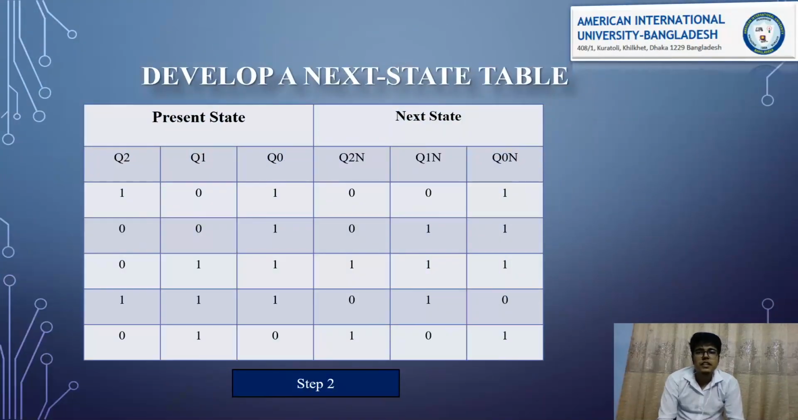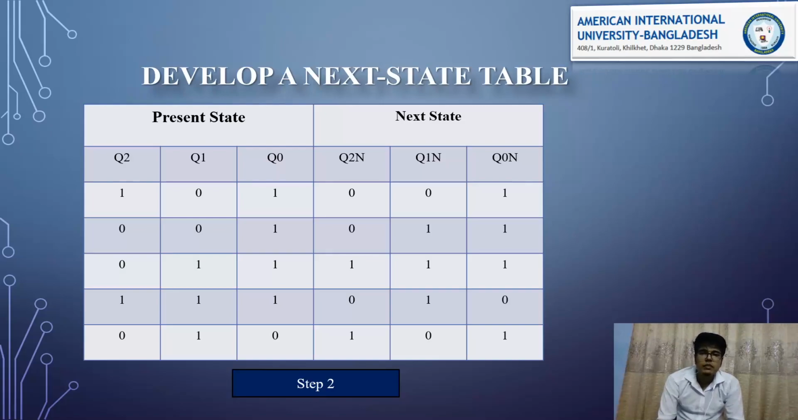Next we have to develop a next state table, where we have to represent the present state and next state. As we saw before, in the sequence 5 comes before 1. So in this case 101 represents 5, and then the next state will be 1. So 001 represents 1.